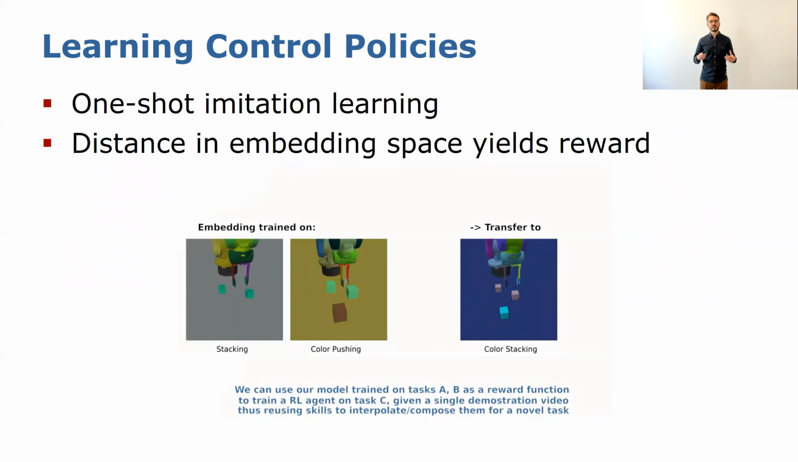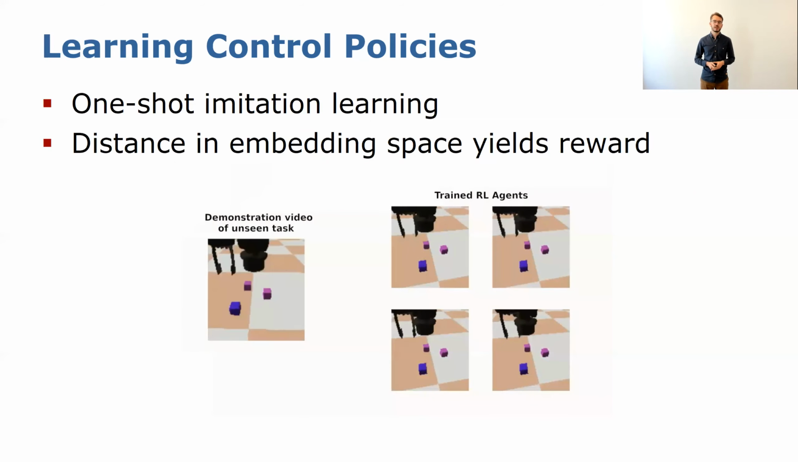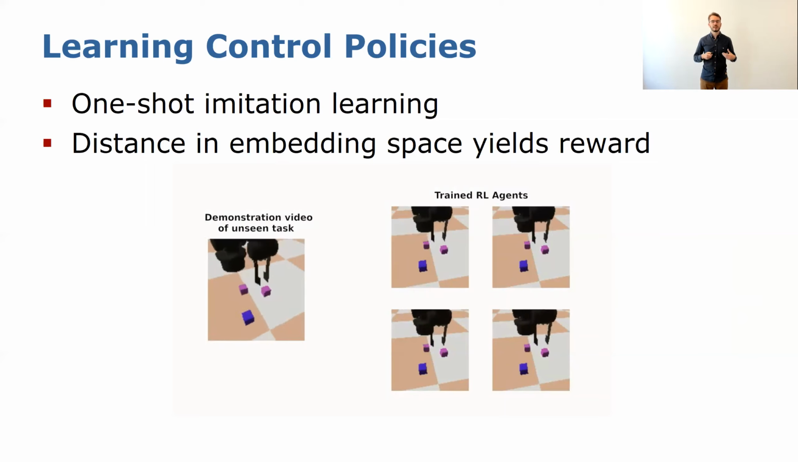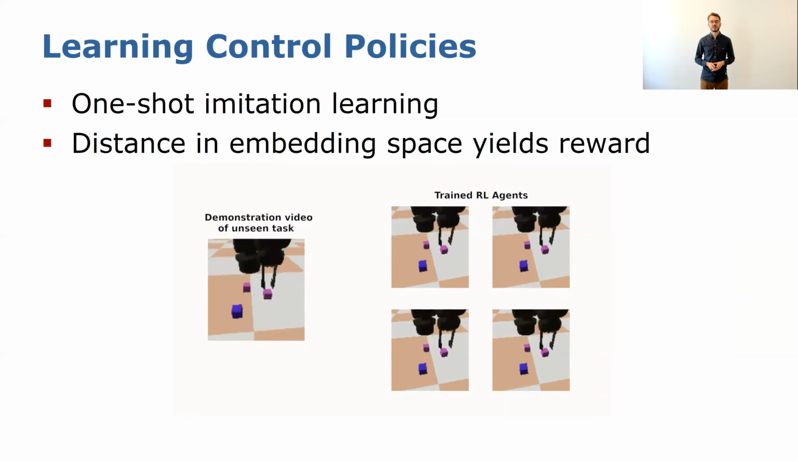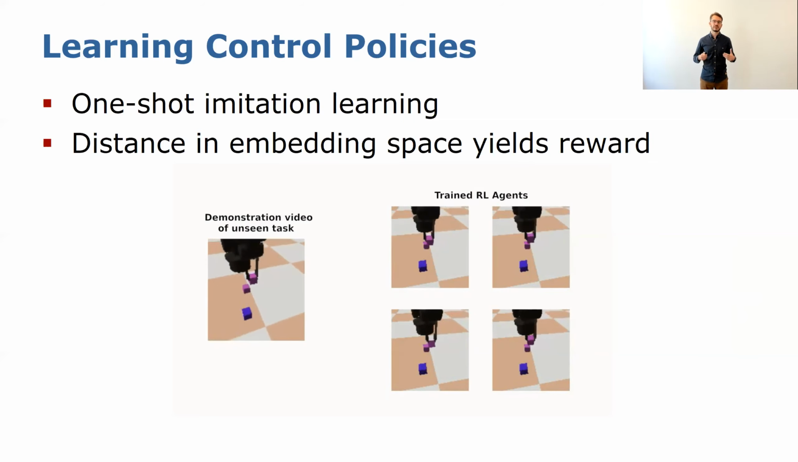Lastly, we integrate the learned metric within an RL agent to imitate an unseen task given a single video demonstration. In this example, we train the embedding on the tasks of block stacking and block color pushing, and then try to learn a continuous control policy for the color stacking task. The agent receives a dense continuous reward at every time step by computing the distance in skill embedding space from the agent's view with respect to the corresponding time-synchronized frame from the video demonstration.